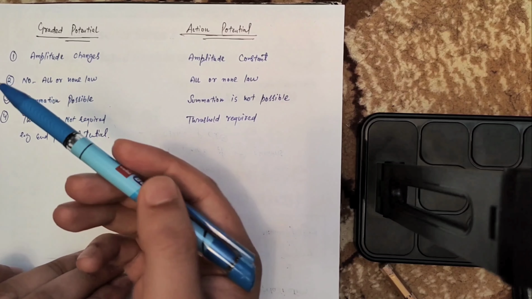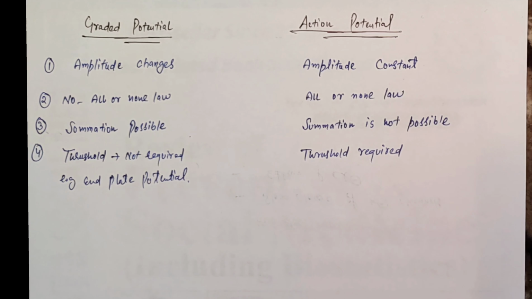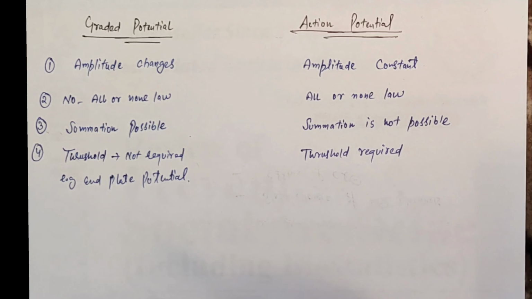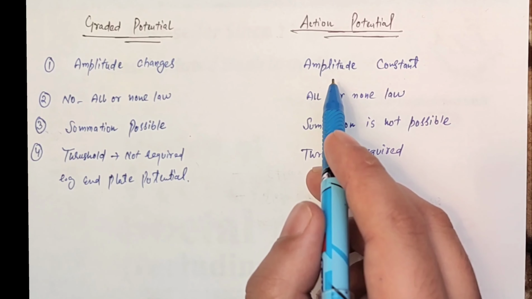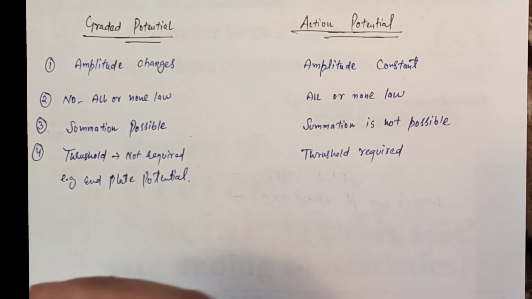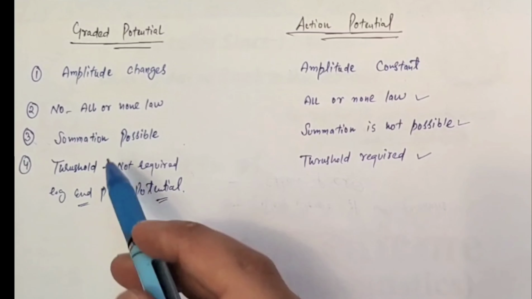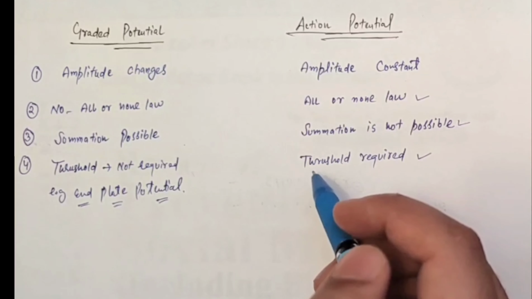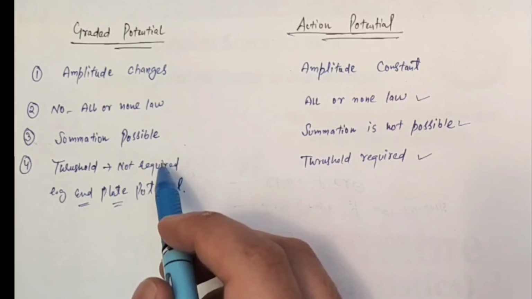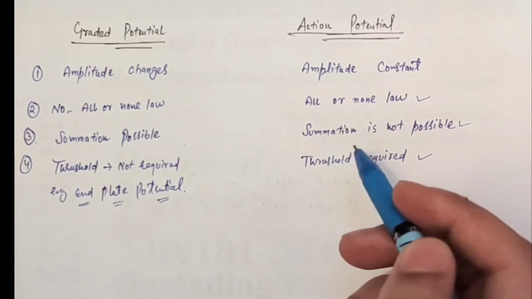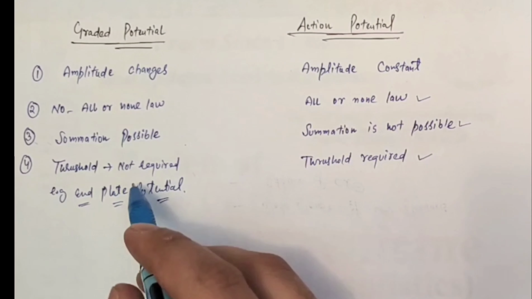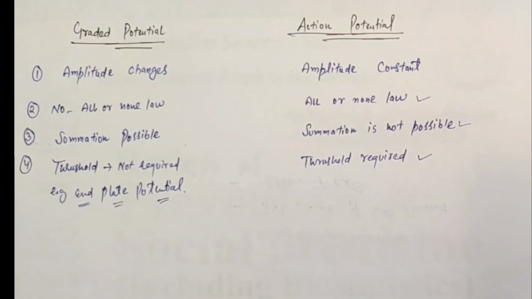Now let's see some of the differences between local or graded potential and action potential. Firstly, amplitude changes when the stimulus intensity changes in graded potential, while in action potential the amplitude is independent of the stimulus strength and always remains constant. Secondly, graded potential does not follow the all or none law, but we know in action potential the all or none law is followed. Here in graded potential the summation is possible, but we know summation is not possible in the action potential. Here in graded potential, threshold is not required, but in action potential we require a threshold stimulus. End plate potential is an example of graded potential.